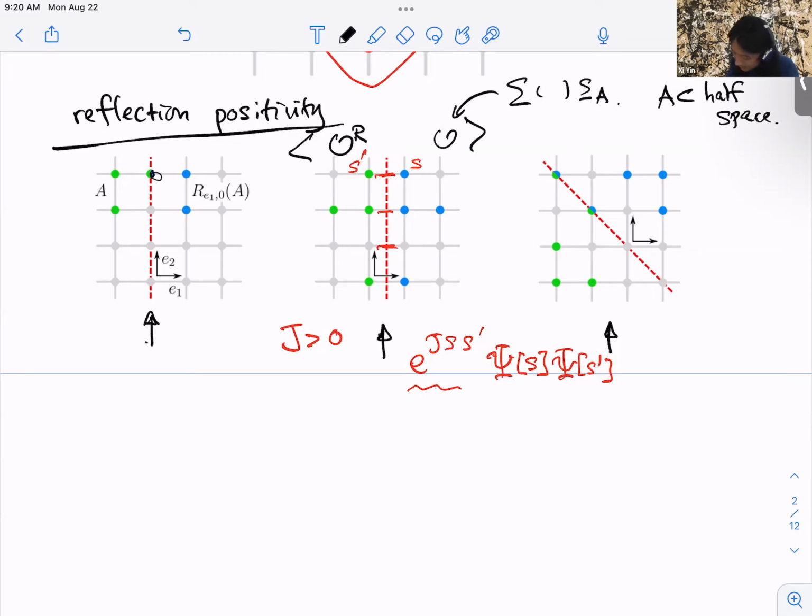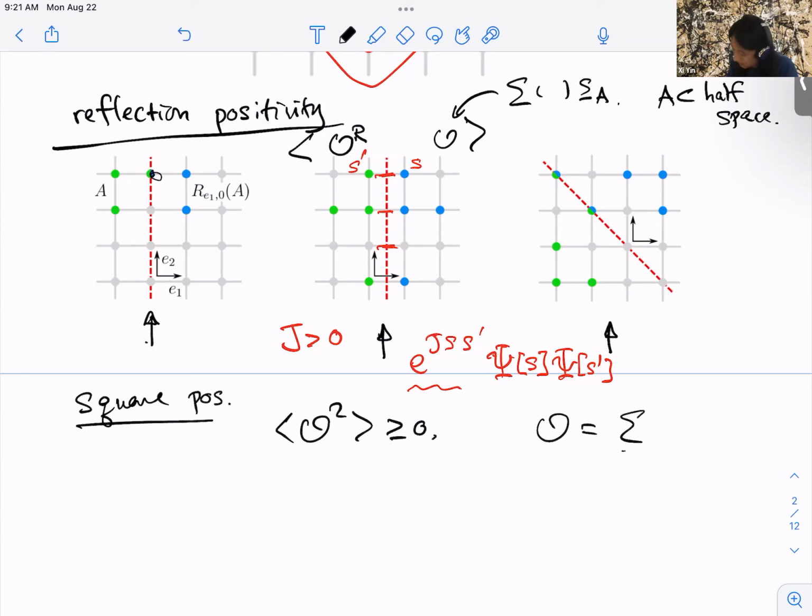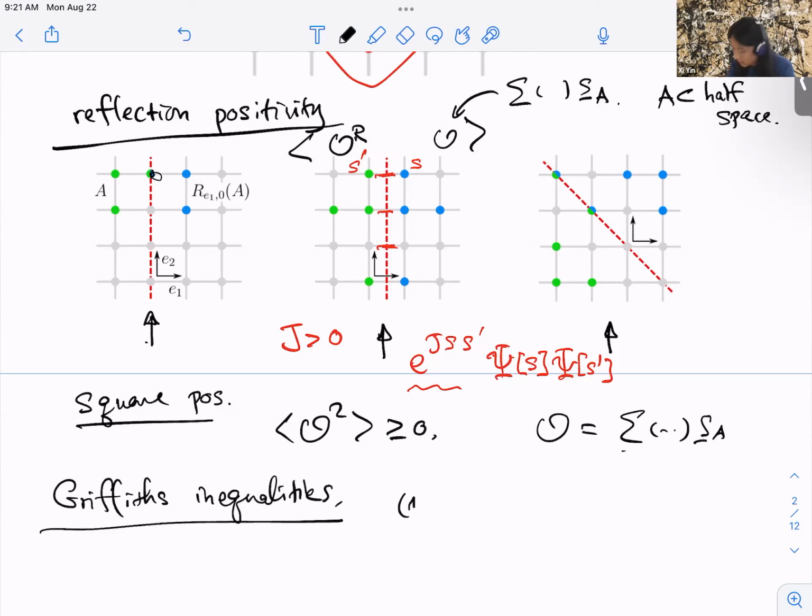As I mentioned, there is this square positivity, which is just of the form O squared being non-negative, where O is again some combination of the spins. And then there are these Griffiths inequalities. So what are these Griffiths inequalities? For our purpose, we'll consider two different Griffiths inequalities. One is the statement that all the moments are non-negative.